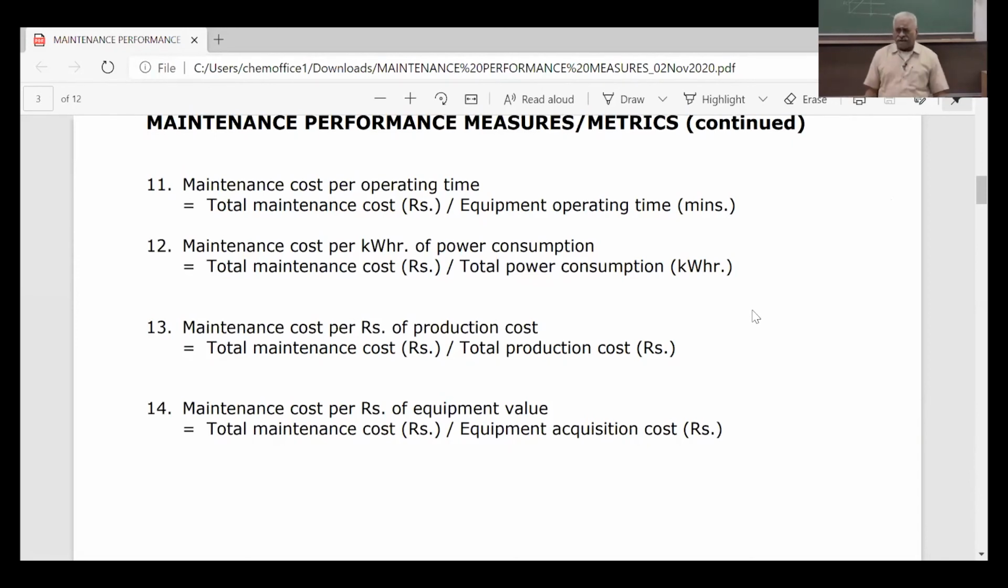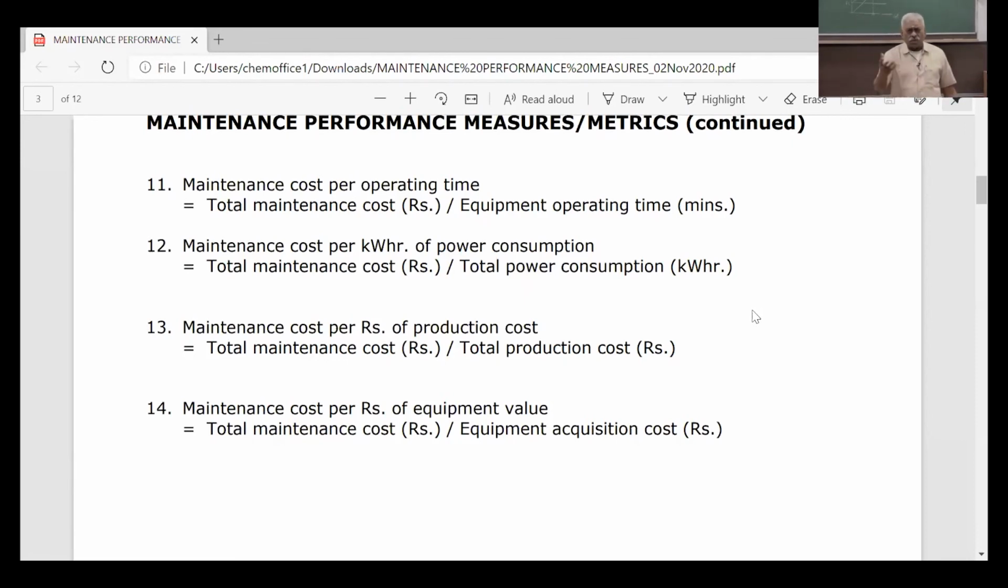See, please understand, in a plant you will have the actual machines which are consuming power, you will have many other infrastructure facilities that are consuming power, lighting, air conditioning, sometimes water motors, pumps, etc. They will all consume some power. So there are many things that will be consuming electrical power, isn't it? So you take all of that in the denominator and take the total maintenance cost.